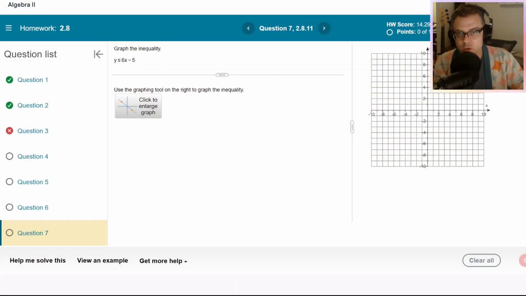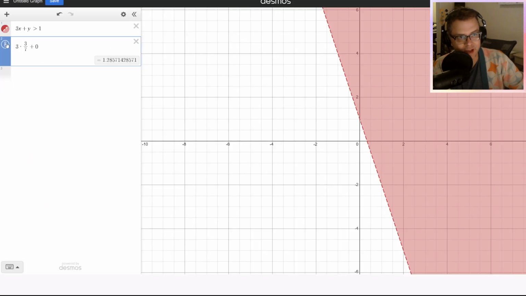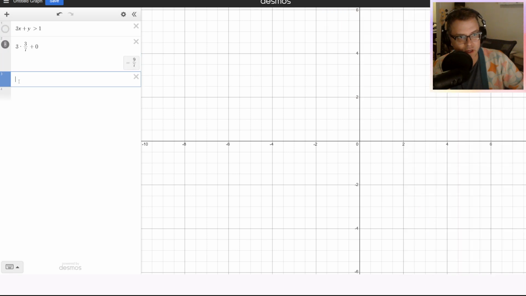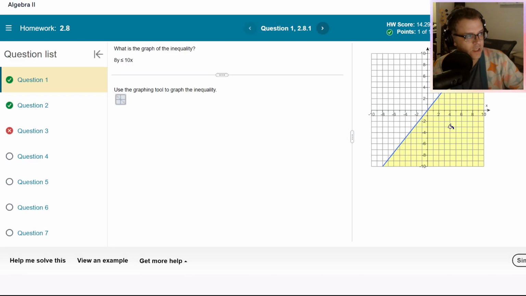Okay. So this stuff is really easy because you can solve it with Desmos. So I see for the first one, you just map it like 8y is less than or equal to 10x. So we can map all that stuff on Desmos. 8y is less than or equal to 10x. So you've got it mapped on there. A lot of it's just going to be using Desmos to map this sort of stuff out.